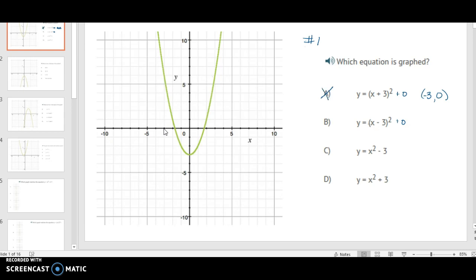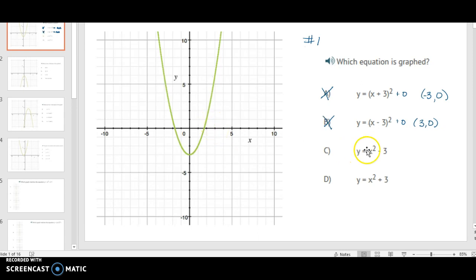Vertex form of B helps us out because that vertex is 3, 0. So I'm like, all right, let's see if the vertex is there. 1, 2, 3, nope, that's not it. So this can't be it. So now we're down to C and D.